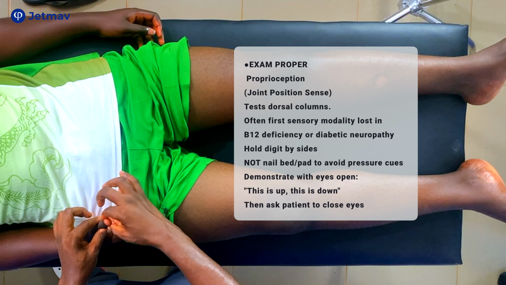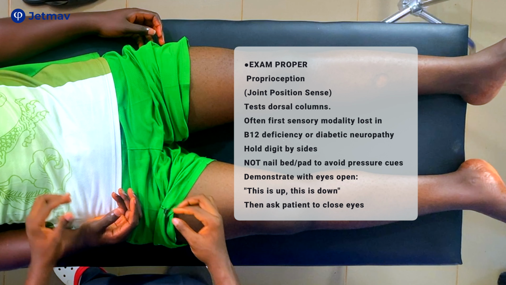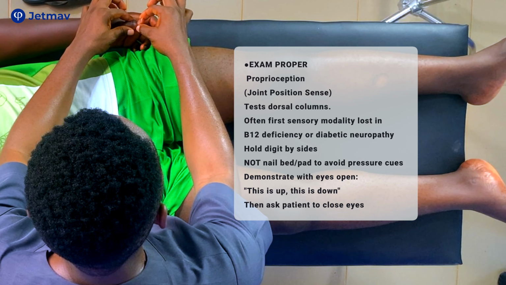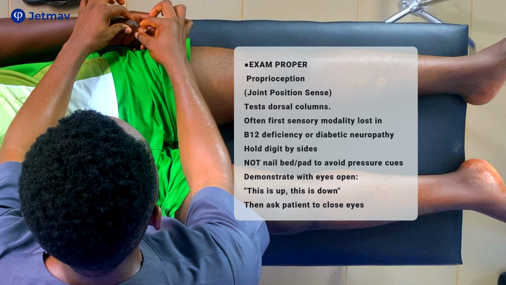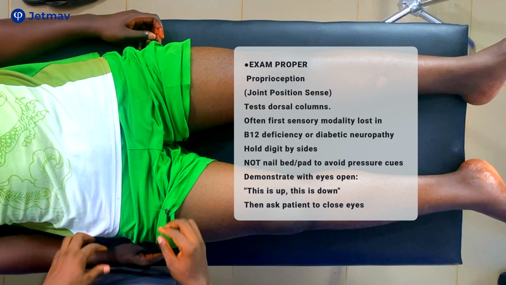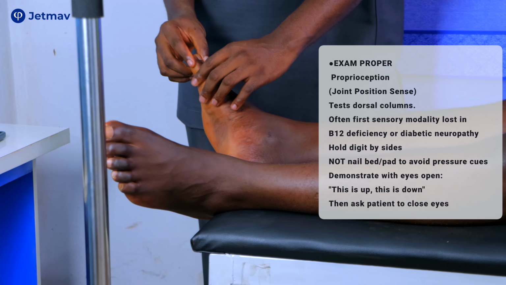Okay. Up. Up. Down. Good. Then do the same on the other hand. Up. Down. Down. Good. So you check for the toe too. Check for the lower limb too. This is for the upper limb. Then for the lower limb, you do the same.